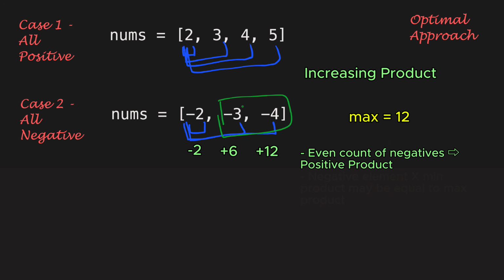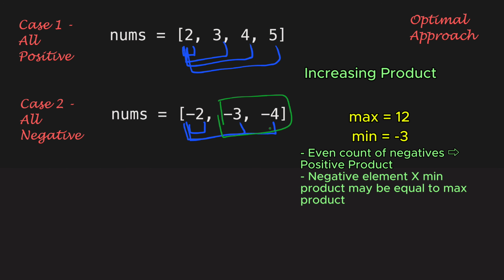So how can we get that? We can get it by including the minimum product we have seen so far. For example, before encountering minus 4, the minimum product we have seen so far is minus 3. And now, as soon as we encounter a negative value of minus 4, multiplying it with the minimum product flips the sign and can yield a maximum product, which is plus 12 in this case.